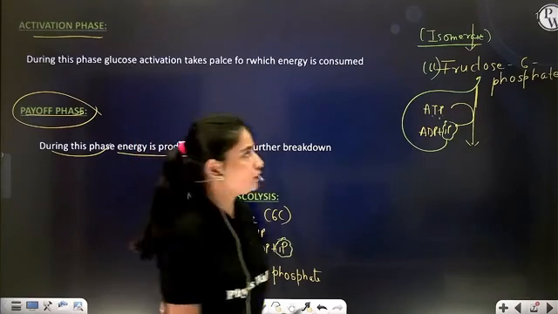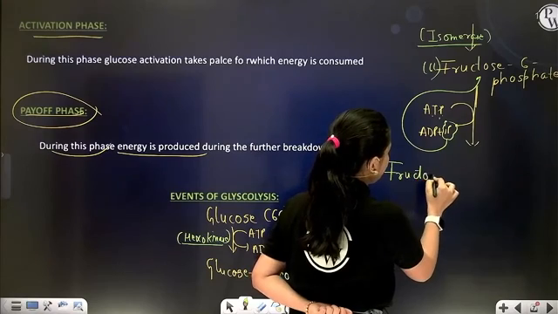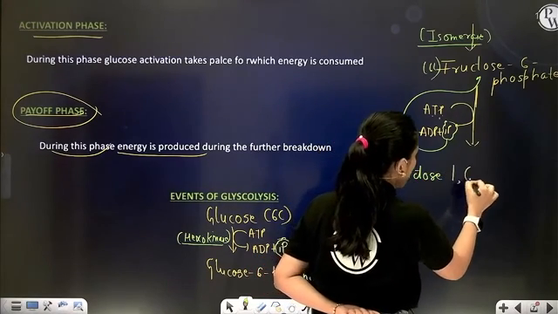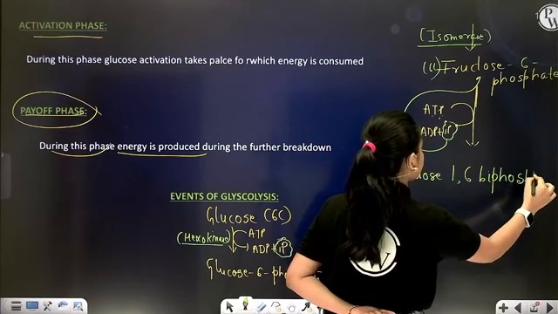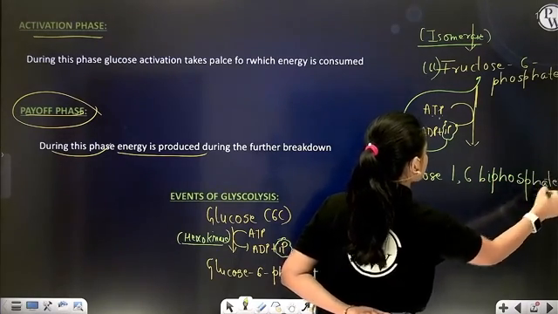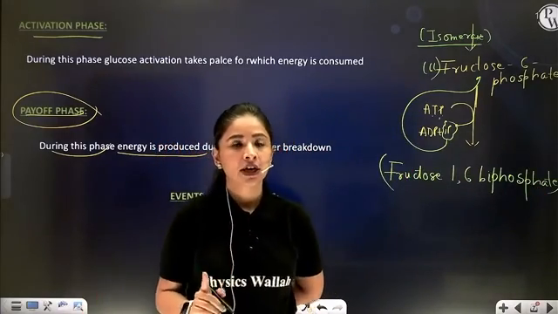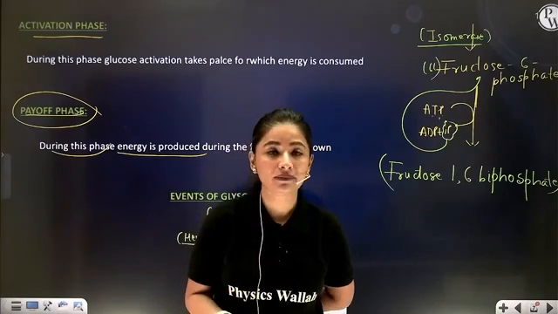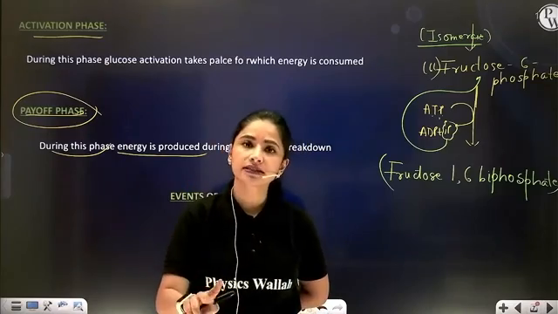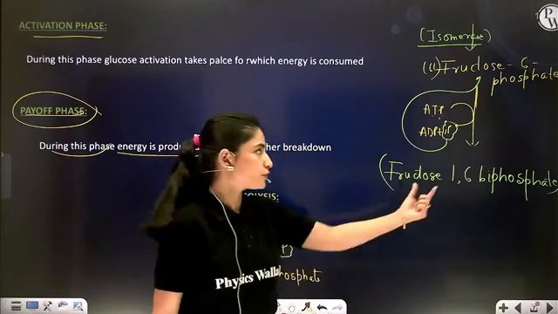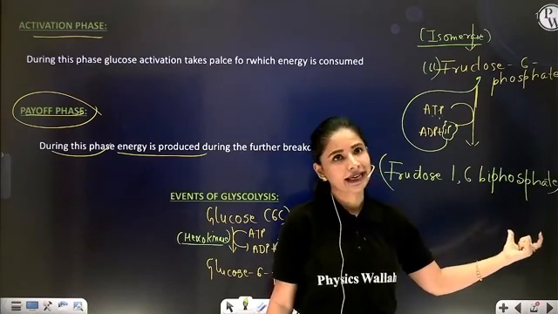And what will be produced? The intermediate produced will be fructose 1,6-biphosphate. Right? Already on the 6th carbon a phosphate is attached. Now on the 1st carbon also a phosphate will get attached. So on fructose, a 6-carbon compound, 2 phosphates are attached, on the 1st and 6th. So I have mentioned the positions, and accordingly the name of the substrate is here.